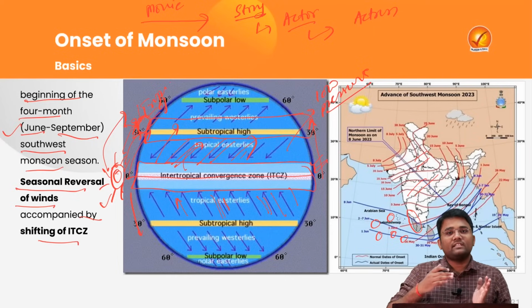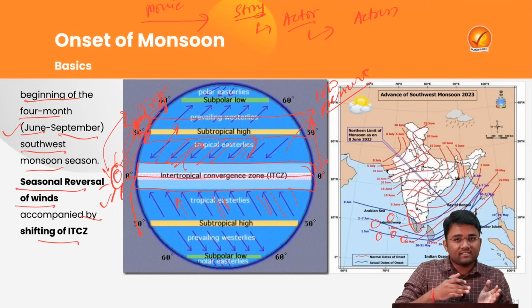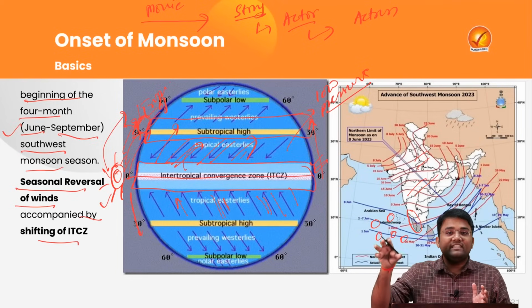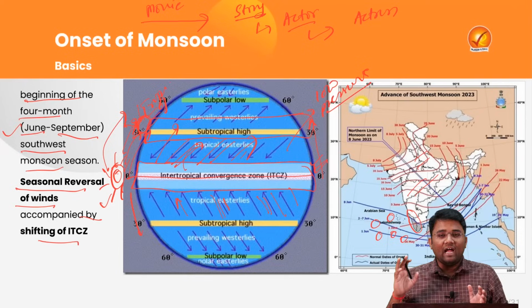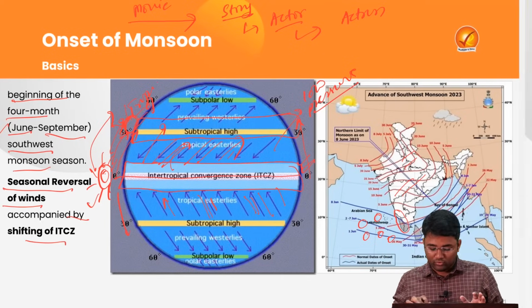So, after the movement or shifting of ITCZ, seasonal reversal is also happening. Trade winds are now becoming the southwest winds. They are also bringing the moisture from the sea, and when that moisture is condensing or precipitating, we say this is a season of monsoon, or these are the monsoon laden winds and rain. And that is the basics of the monsoon and onset of monsoon.